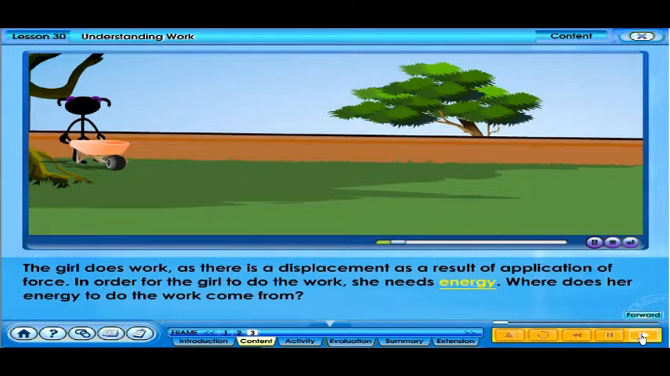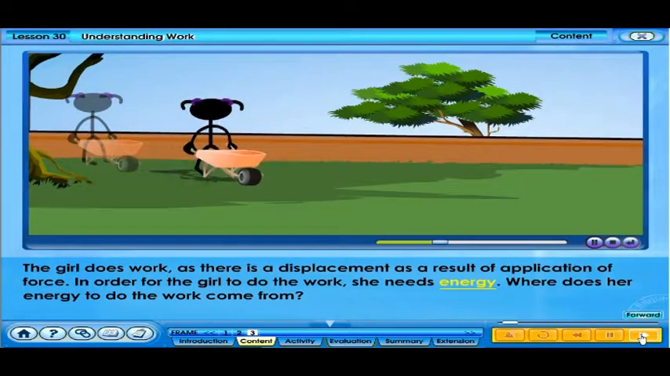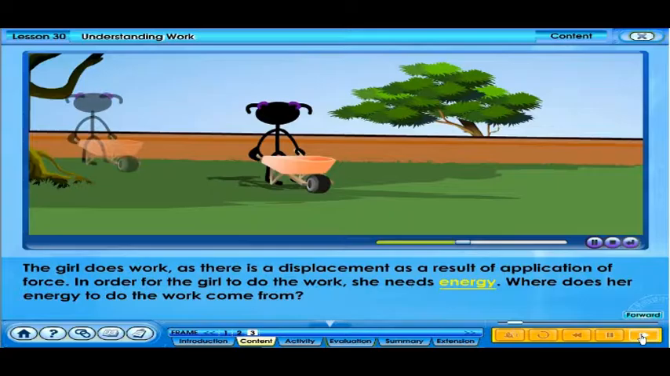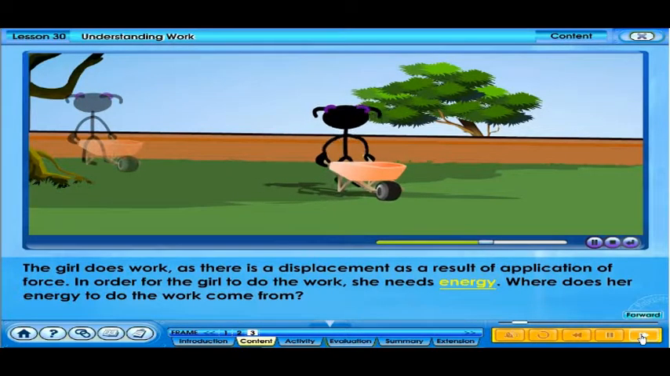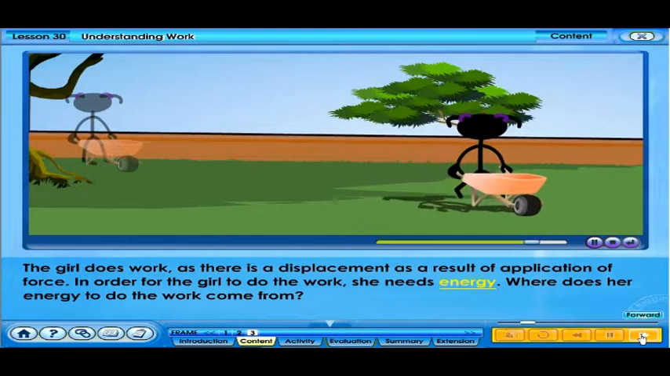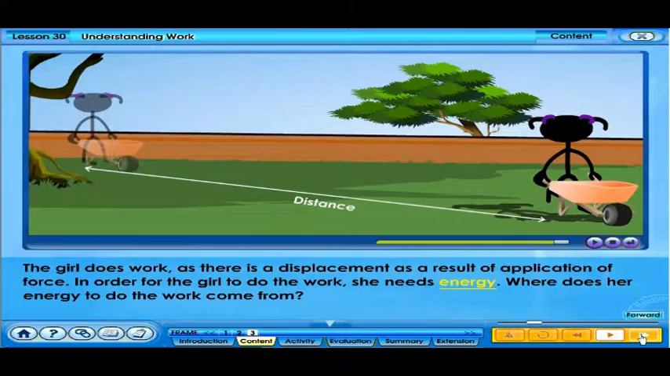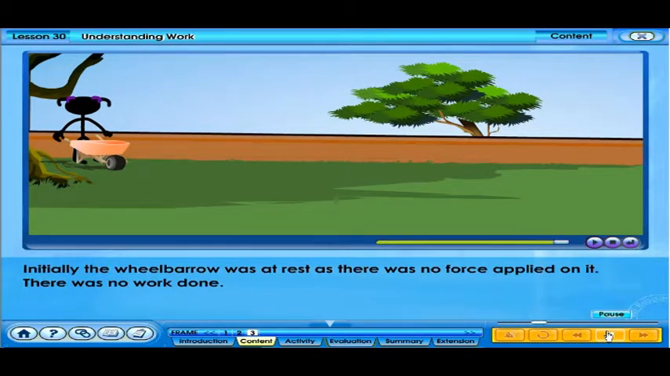The girl does work as there is a displacement as a result of application of force. In order for the girl to do the work, she needs energy. Where does her energy to do the work come from? Initially, the wheelbarrow was at rest as there was no force applied on it. There was no work done.